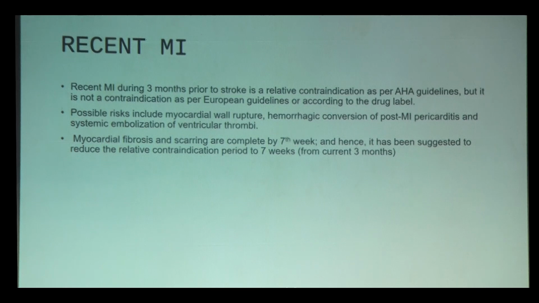And considering recent MI, within 3 months prior to the stroke is a relative contraindication as per AHA, but it's not a contraindication as per European guidelines. Possible risks in a recent MI include myocardial wall rupture, hemorrhagic conversion of post-MI pericarditis, and systemic embolization of ventricular emboli. The recent update is that beyond 7 weeks post-MI we can thrombolyse, and up to 7 weeks it is a relative contraindication. In such patients, a decision is to be taken collectively among the stroke team and the treating doctors.